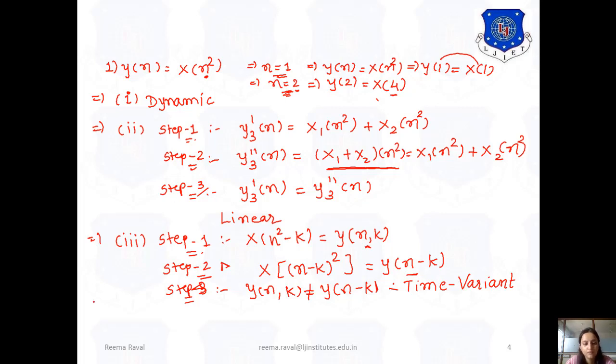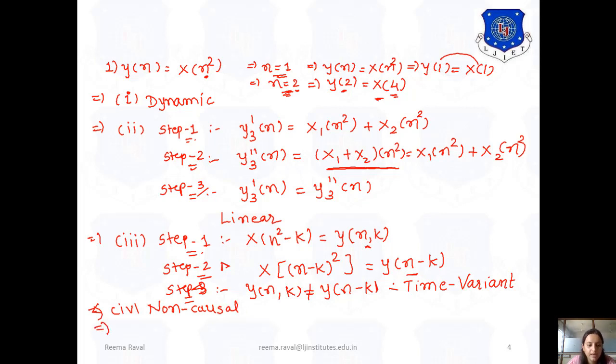Now the next property is whether the system is causal or non-causal. To be a causal system, it should depend only on present or past values. If any of the values are future values, this will give us a non-causal system. As we have seen here, for instant 2, it depends on the future values, that is 4. So this will be a non-causal system because it depends on the future values.